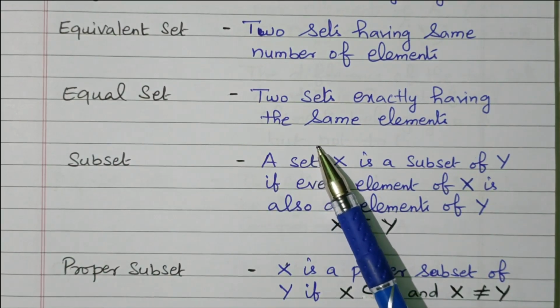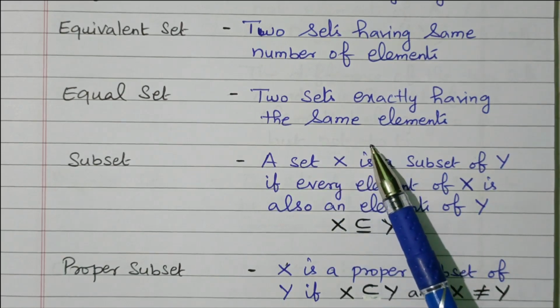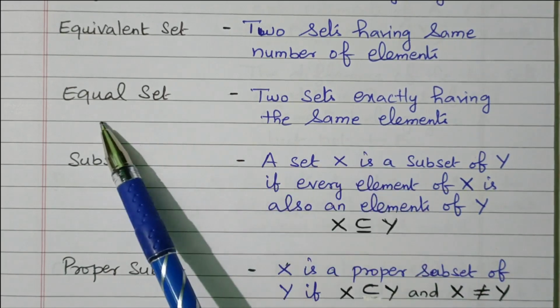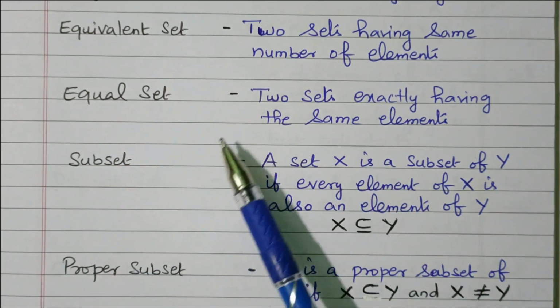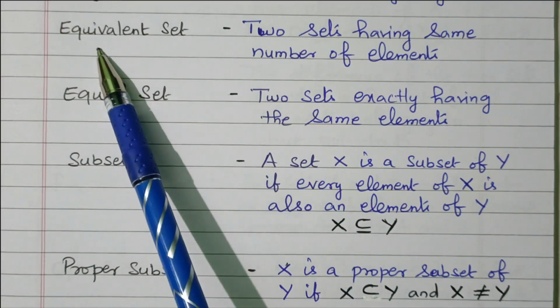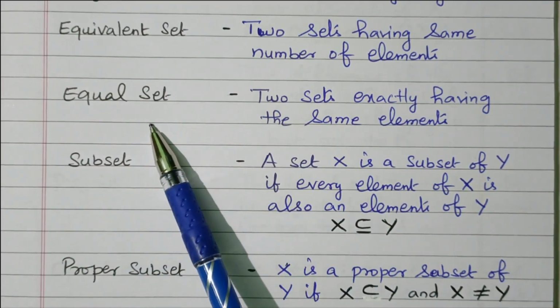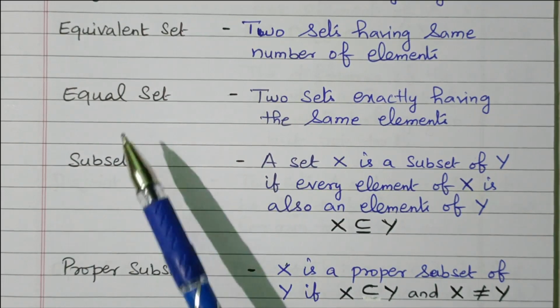Set 1, what are the elements available in set 1 also available in set 2, right? The number of elements as well as the elements are equal. Then it is called an equal set, right? So there is a difference. Equivalent set means only the number of elements are equal. Equal set means the number of elements as well as the elements are also equal.